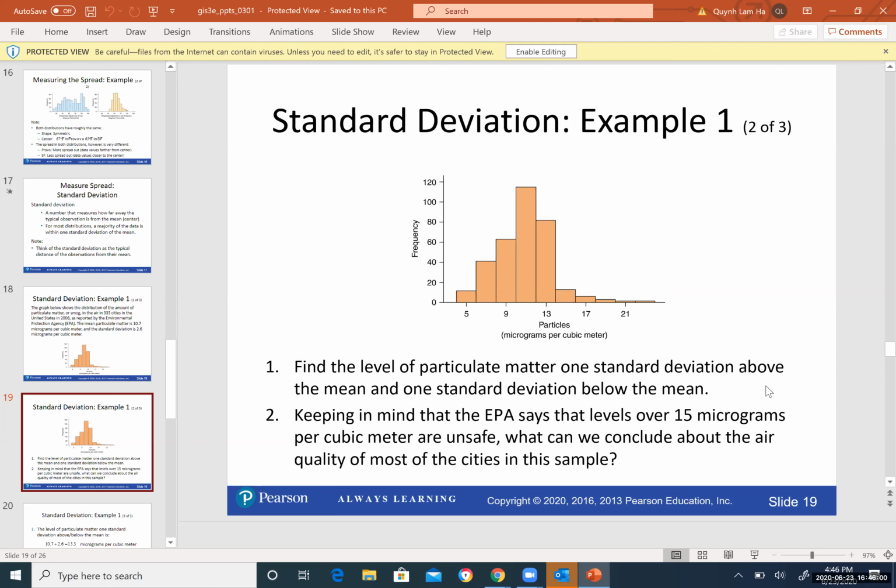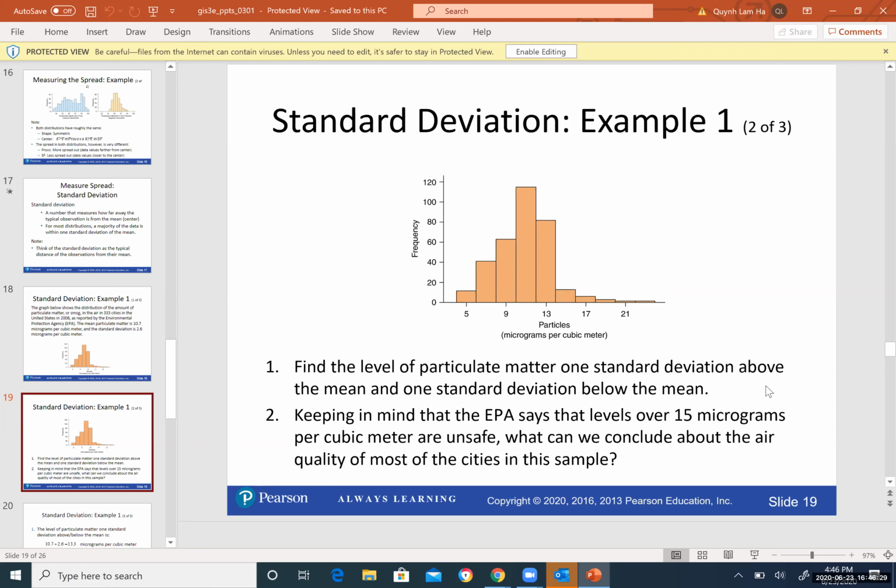The second question is, keeping in mind the EPA says that a level over 15 micrograms per cubic meter is unsafe. It should be less. If the level is less than 15, then it's good, or maybe equal. So what can we conclude about the air quality of most cities in this sample?